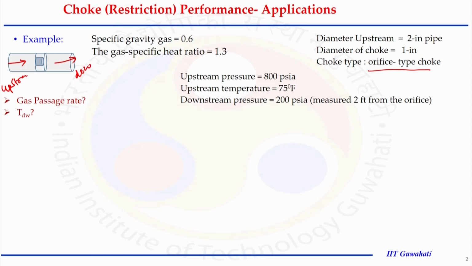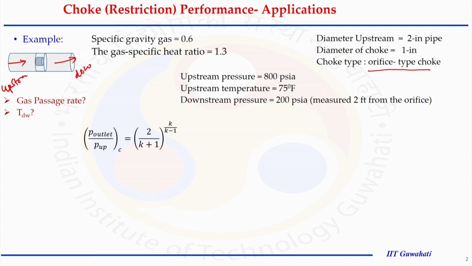So, we can say the daily passage rate is asked, and also the downstream temperature. As we understand, under the isentropic process condition, because of the Joule-Thomson effect, the pressure may go down and the temperature should be monitored, just to make sure whether we need to employ heating or not, to prevent ice plugging or hydrate formation. So, this is the way the problem is defined to us.